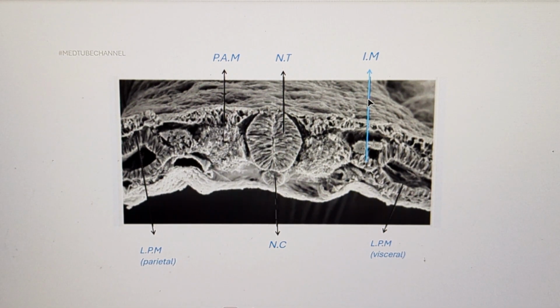Then, lateral plate mesoderm. You can see it is divided by the intraembryonic coelomic cavity. So, it is formed by dorsal parietal lateral plate mesoderm, which forms the parietal pleura and other body wall components, and ventral visceral lateral plate mesoderm, which forms the visceral pleura and associated structures.